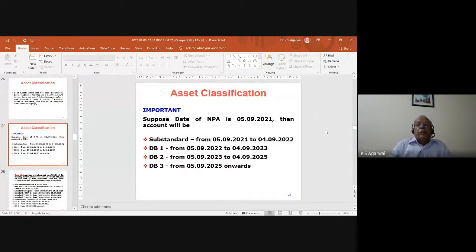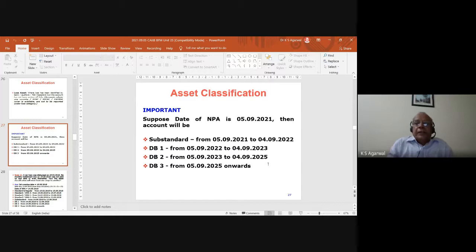This slide is very important for you friends. Please pay attention to it. Suppose date of NPA is 5th September 2021. Then this account will be substandard from 5th September 2021 to 4th September 2022. It will be DB1 from 5th September 2022 to 4th September 2023. So for 12 months it will be substandard. For another 12 months it will be DB1. Then for 2 years it will remain DB2, and thereafter it will be DB3.